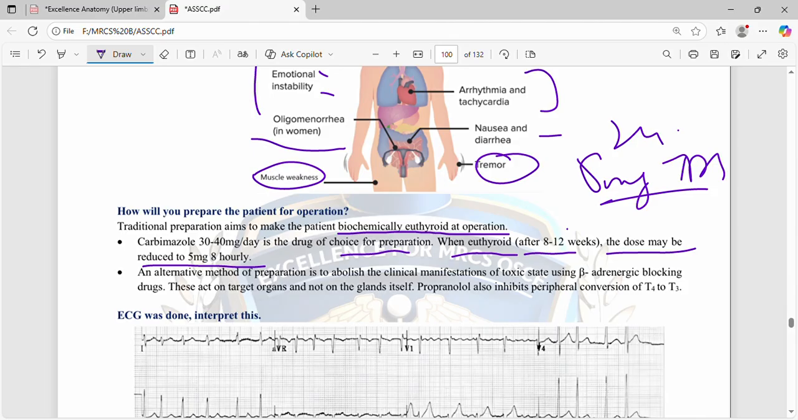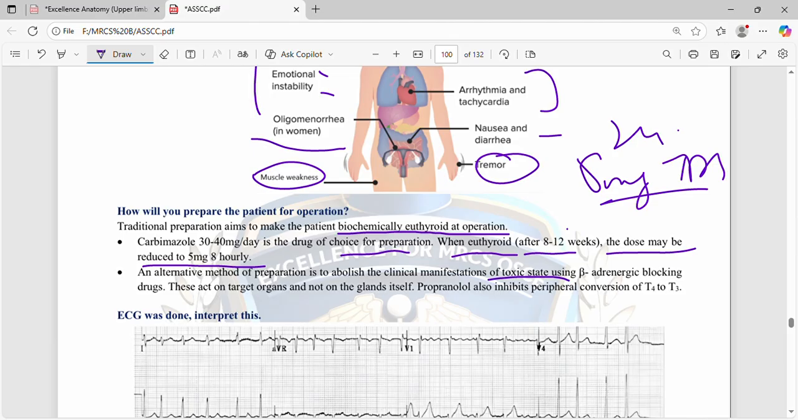An alternative method of preparation is to abolish the clinical manifestation of toxic state using beta adrenergic blocking drugs. So you can use the beta blockers. These act on the target organs and not on the gland itself. Propranolol also inhibits peripheral conversion of T4 to T3. So you can give the beta blockers, so they will act on the target organs where the functions of the thyroid hormones are executed, and also they will block the conversion of T4 into T3.